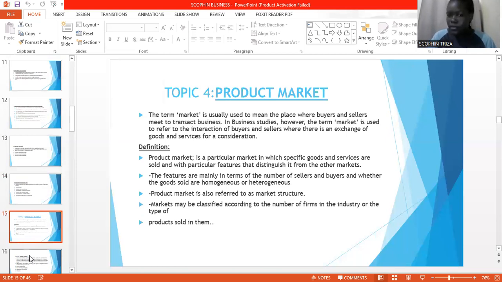Now, let's define some of the terms in product market. Now, what is a product market? It's a particular market in which specific goods or services are sold and with a particular feature that distinguishes it from other markets. The features are mainly in terms of number of sellers or buyers and whether the goods sold are homogeneous or heterogeneous. Product market is also referred to as market structure. Markets may be classified according to the number of firms in the industry or the type of products sold in them.